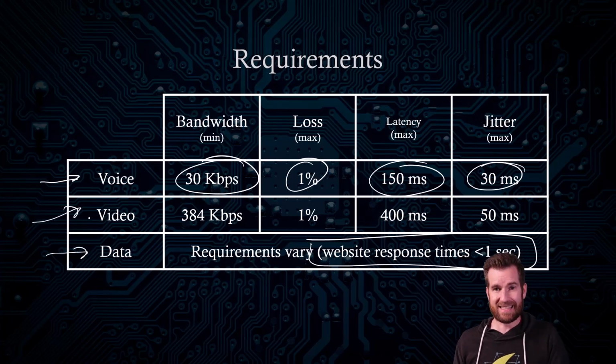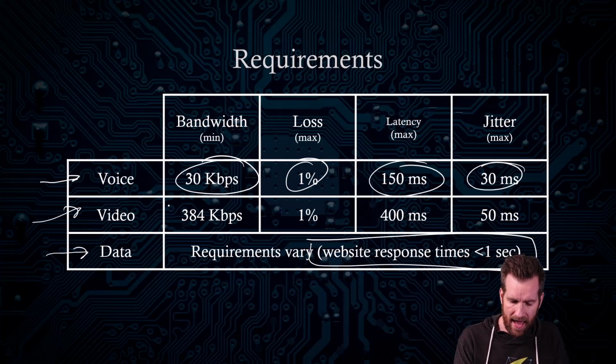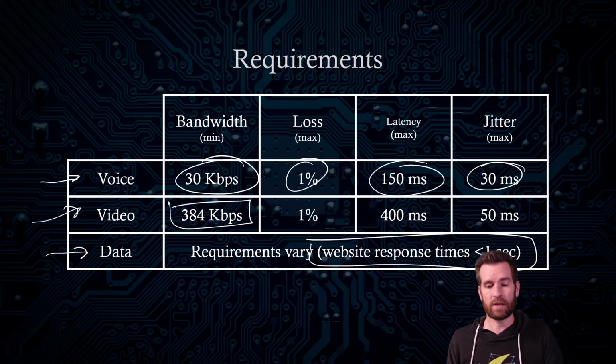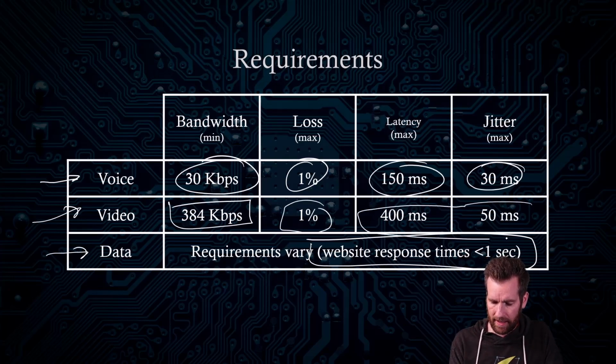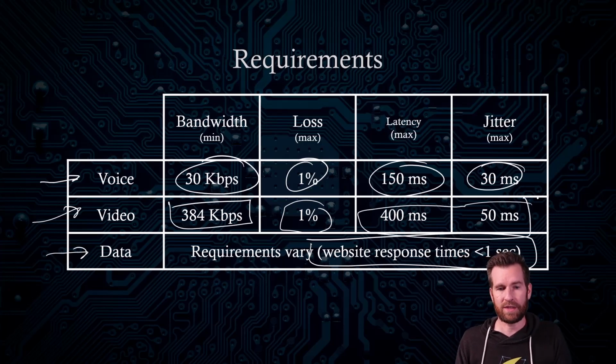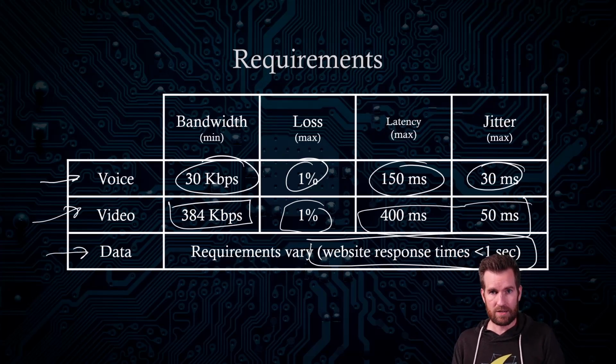Video, because it's not only doing audio but video as well, has a much higher bandwidth need. And the same thing with loss. It can tolerate a little more latency and a little more jitter than just strictly the voice side of things. So those are some requirements, some targets that we try to reach when it comes to our network.